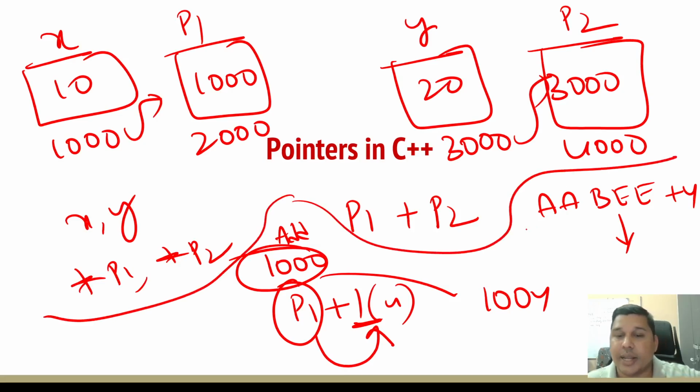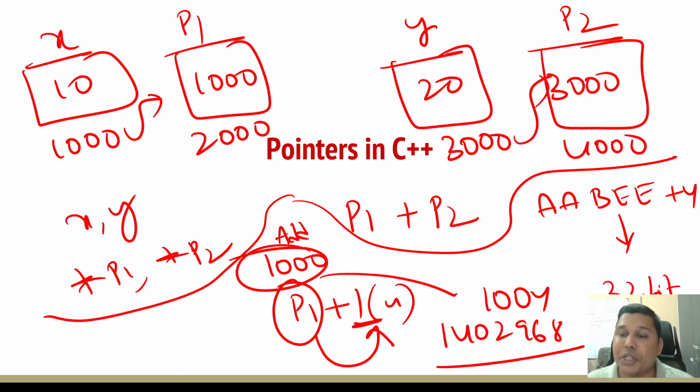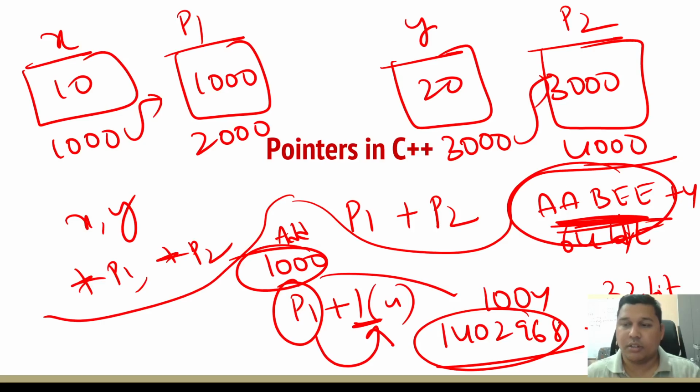See, when an integer address is allocated, some address like 1402968, when this kind of address is allocated, it means it's a 32-bit machine. So it will add plus 4 to it. When a hexadecimal address is allocated, it means that particular compiler is using a 64-bit machine. I hope you are aware of this 32-bit and 64-bit. We will see this addition also, right? So I'll just quickly erase this.